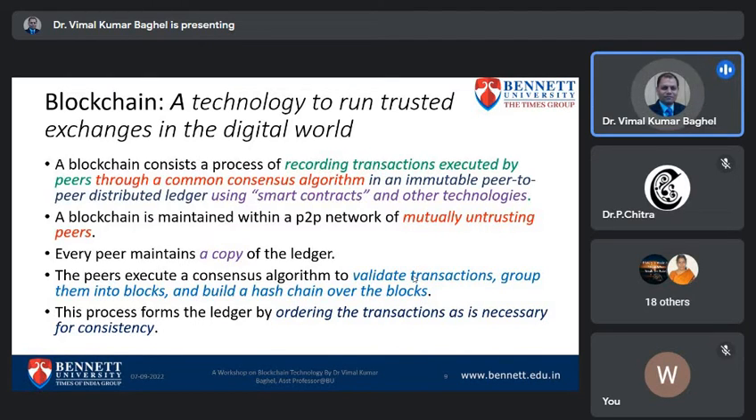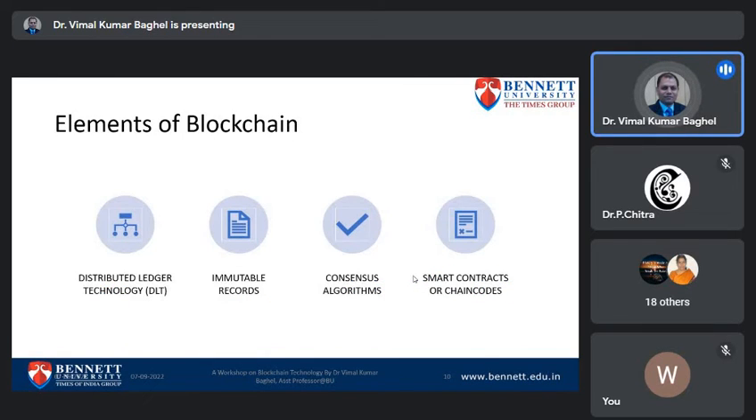Right, so we understood the idea of blockchain, why we need it, and what it is. Now, these are the four main elements of a blockchain. As we discussed, the distributed ledger technology, DLT, is the most important element of the blockchain. Immutable records, which are part of the block, are another important element. Then consensus algorithms, for example, proof of work and proof of stake.